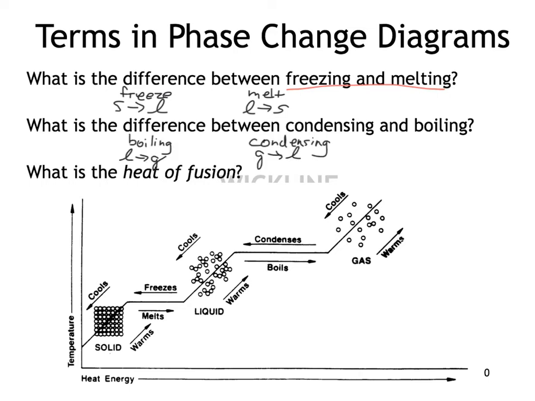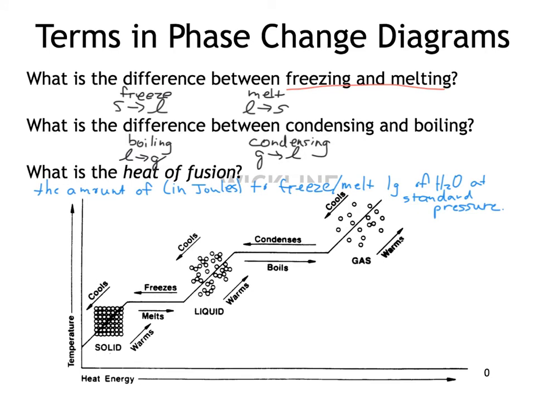So the heat of fusion, this is a very important term, and it has nothing to do with the fusion that you already know, which is when two nuclei come together. Instead, this kind of fusion is relating to the process of freezing and melting, and it's the amount of heat required to melt or freeze 1 gram of water at standard pressure.